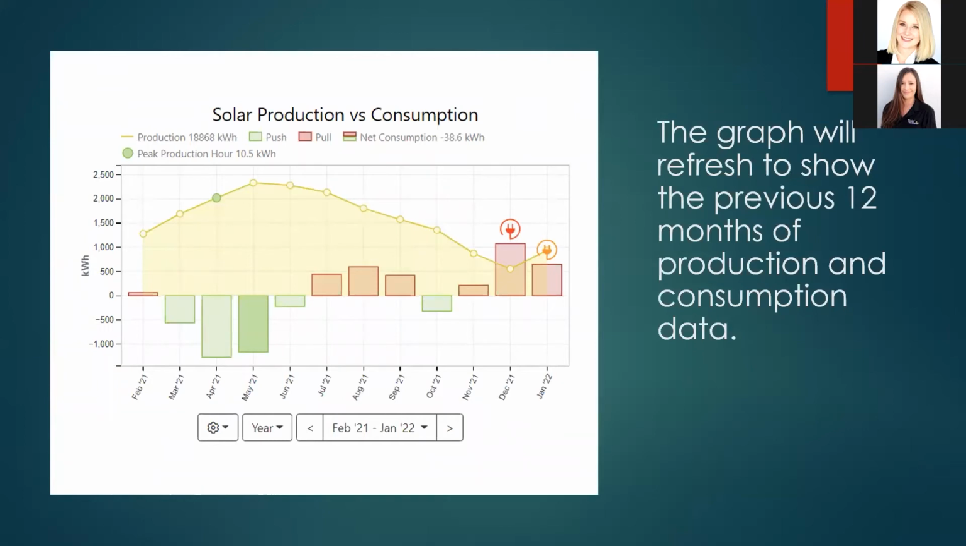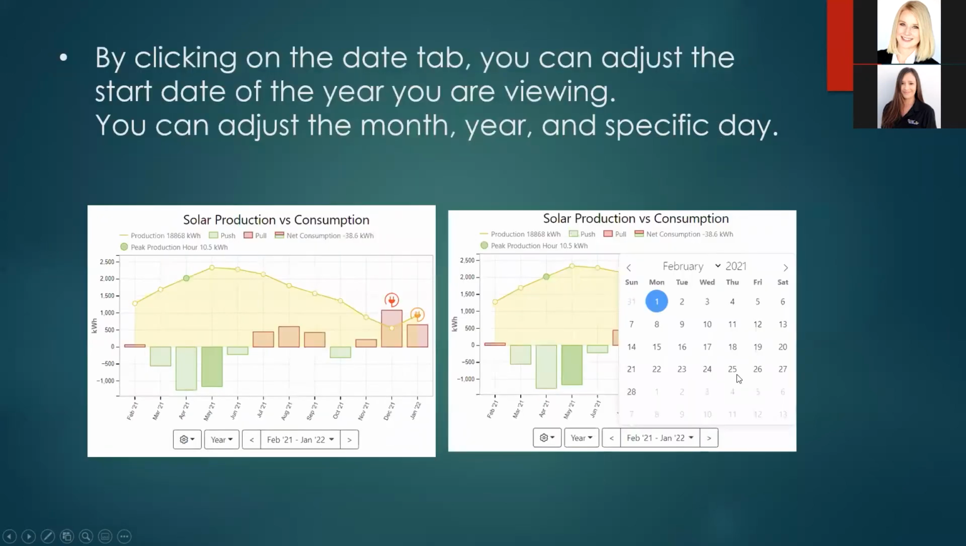Once you click on your selection, whether it's day, month, year, or custom, the graph will automatically refresh to give you the previous 12 months of production and consumption data if you have both connected. By clicking on the date tab, you can adjust the start date of the year you are viewing. You can adjust the month, the year, and the specific day that you want.